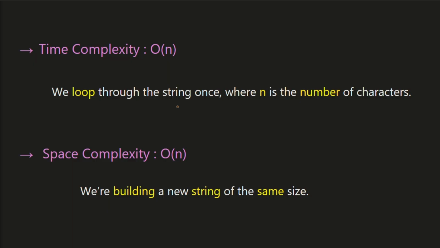Time complexity, O of n. We loop through the string once, where n is the number of characters. Space complexity, O of n. We're building a new string of the same size.